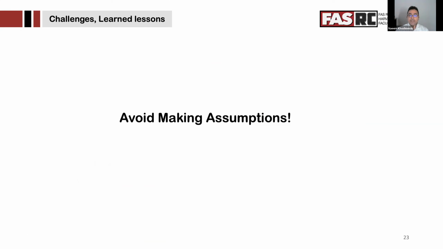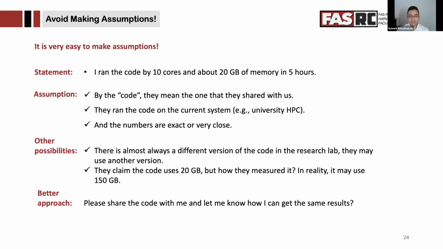Another lesson learned is that we should not make assumptions. It's very easy to make assumptions because it's common sense. We always tend to think about the worst case scenario. For example, here they say, I ran the code on 10 cores and about 20 gigabytes of memory in 5 hours. So you quickly assume that the code they mean in that sentence is the one that they shared with you, and they ran the code on the current system. If they are using the university HPC, they meant the university HPC system, and the numbers are exact or very close.